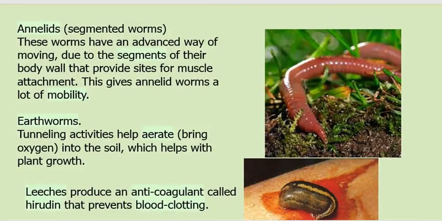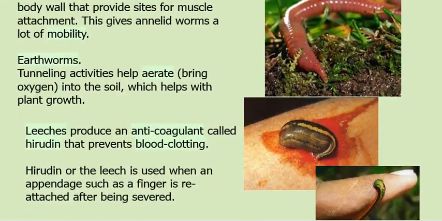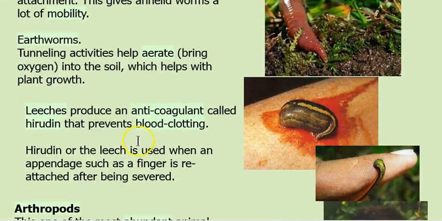worm. Annelids, segments, so you can see them right here on earthworm. It gives them a lot of range of motion compared to the other worms that just flop around, like roundworms, tapeworms. But the annelids have a lot of mobility. They aerate the soil. And leeches, which are a type of segmented worm, they have hirudin, which is used sometimes in medicine because it's an anticoagulant. If someone cuts their finger off, like they're working on their lawnmower, hirudin is sometimes injected, or the actual leech is used, even in modern days.